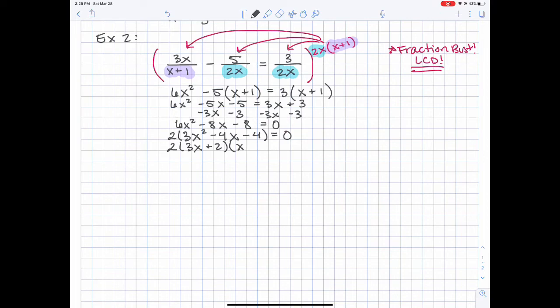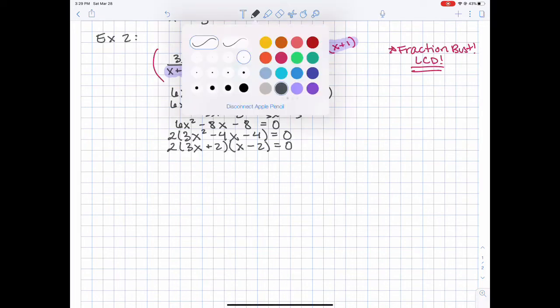a little bit quicker. And you can do this by thinking about the terms that are going to multiply to negative 12, so that's 3 times negative 4, but add up to a negative 4. And that ends up with my 3x plus 2, so negative 6x, and then add 2 to get to negative 4x.